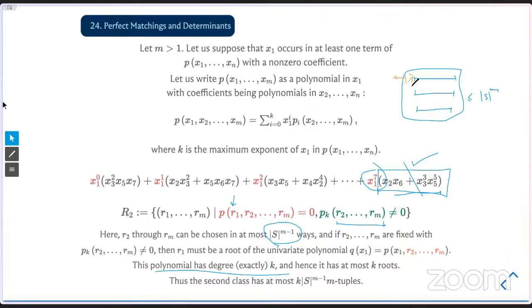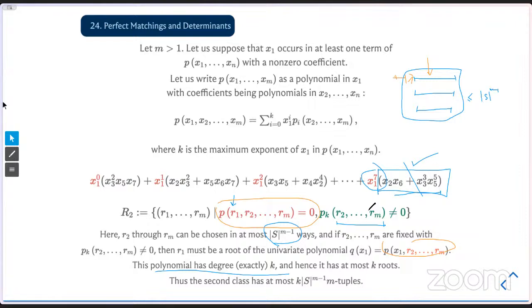But the only things that I can extend this to are roots of this univariate polynomial. So you take your tuple here, plug it in, and you get a univariate polynomial in X1. And now R1, whatever value it takes, has to be a root of this polynomial, because I know that this whole thing here has to be 0. R2 through Rm have done their job, and they have not killed some things. In particular, they have not killed this higher order term.